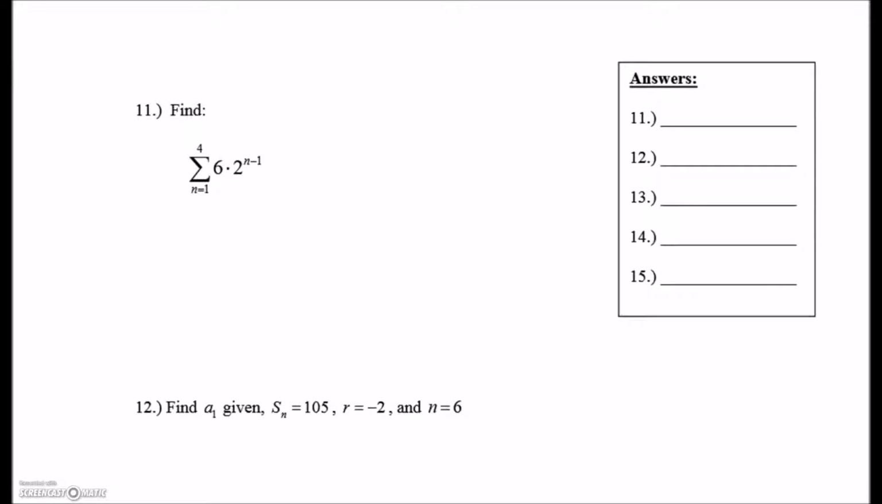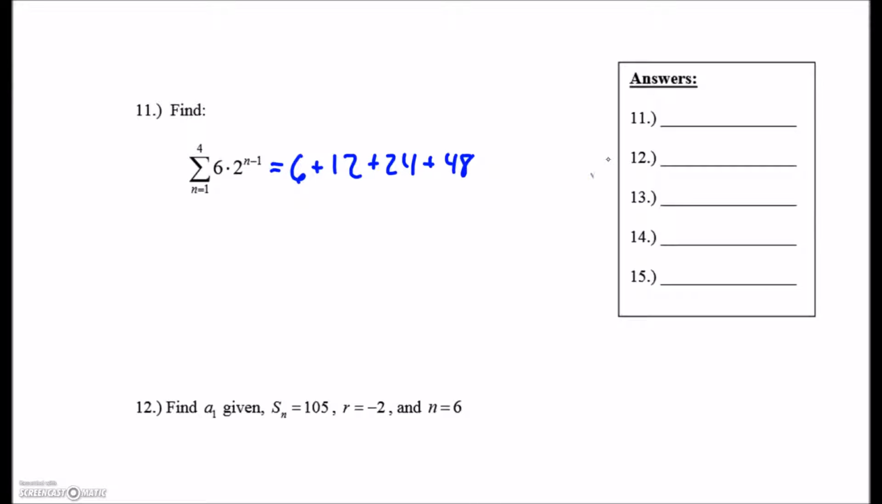The next one, it says to find the value here. And again, this is sigma notation, which means that I'm just finding a sum, and it's telling me to start with a 1 and keep going till I get to 4. So I'm going to plug a 1 in. When I plug a 1 in here, it gives me a 6. When I plug a 2 in, it gives me a 12. When I plug a 3 in, it gives me a 24. When I plug a 4 in, it gives me a 48.